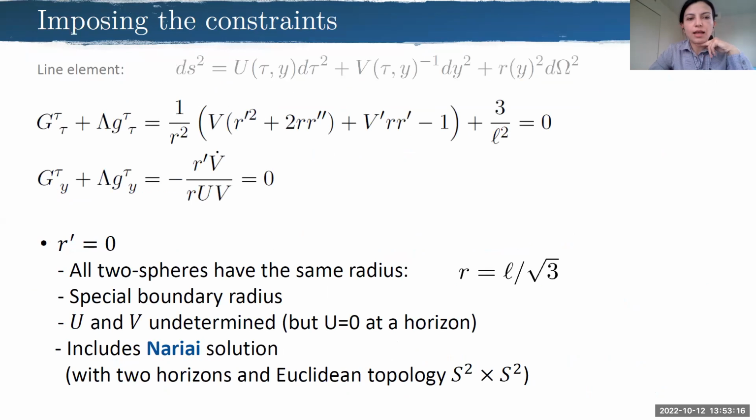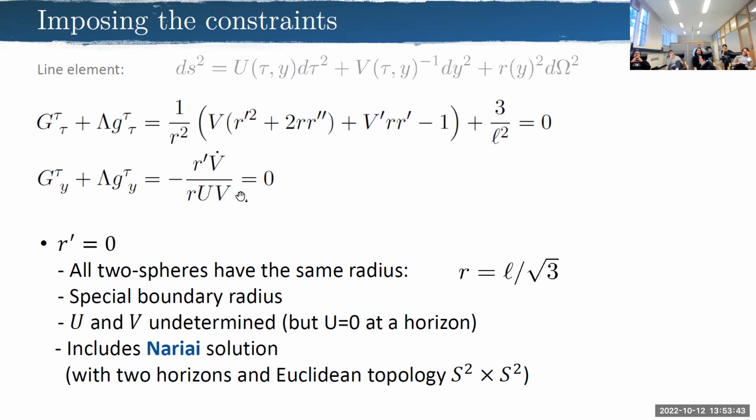Now let's go and actually impose the constraints. So as I was saying, we take this metric ansatz. Because it's spherically symmetric, the momentum constraints, the angular parts of the momentum constraints, are automatically satisfied. There is one component left in the momentum constraint, and then there is the Hamiltonian constraint that we impose on this metric ansatz.